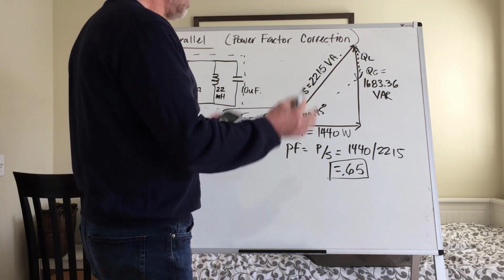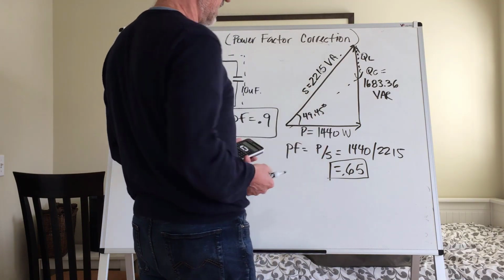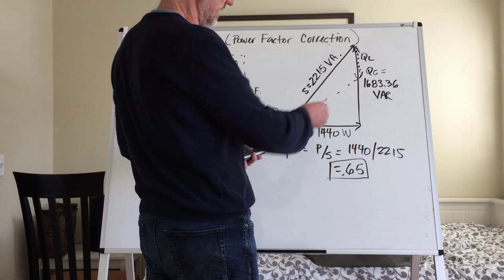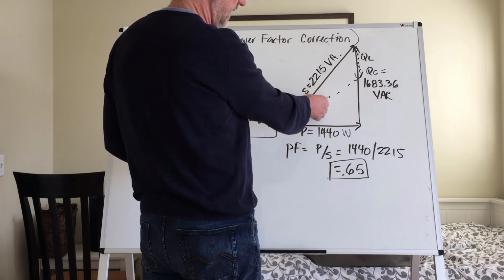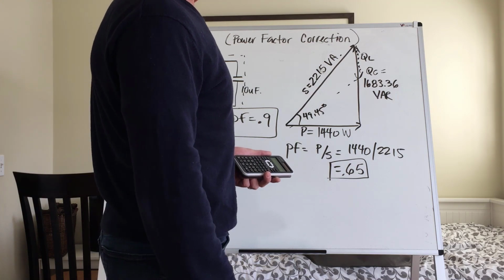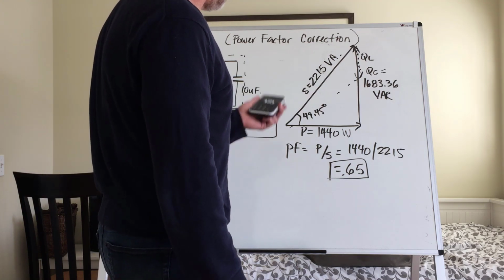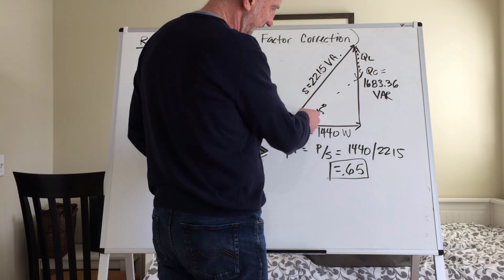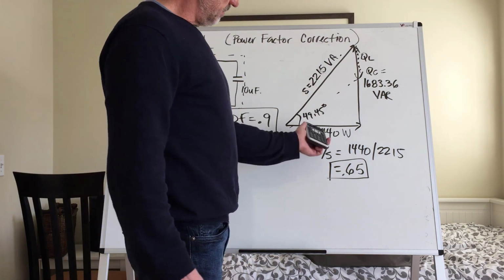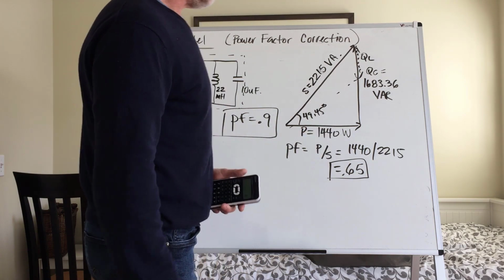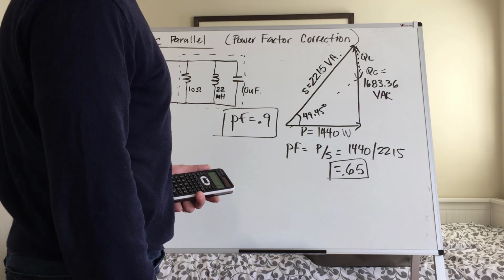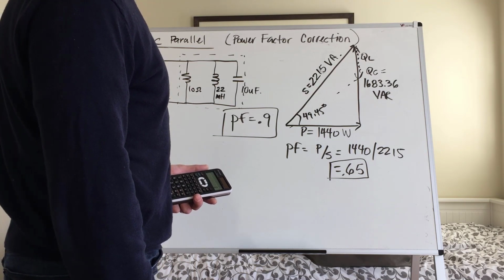The thing is, in our new power triangle, what's the same? Well, our 2215 isn't the same. No doubt, that's our whole purpose. We're bringing our VA value down to a smaller value, which is going to draw less current from that source. So VA isn't going to be the same. The angle isn't going to be the same. And the VARs aren't going to be the same. But certainly our real power won't change. We're still working with 1440 watts of real power.